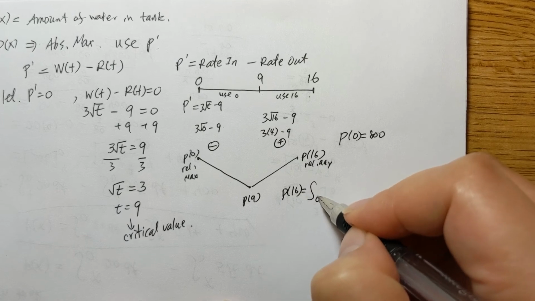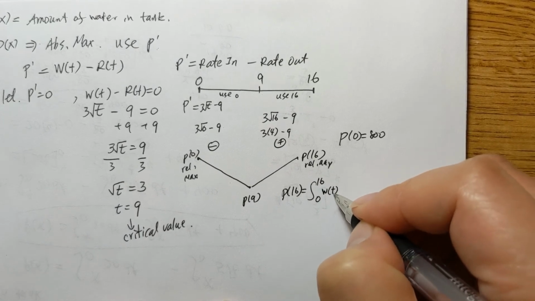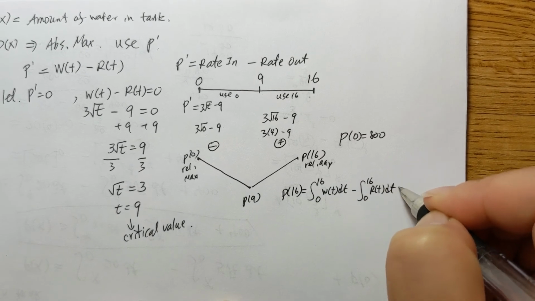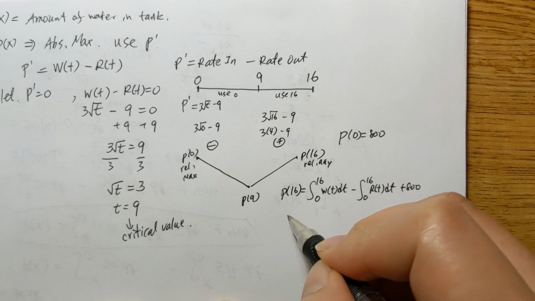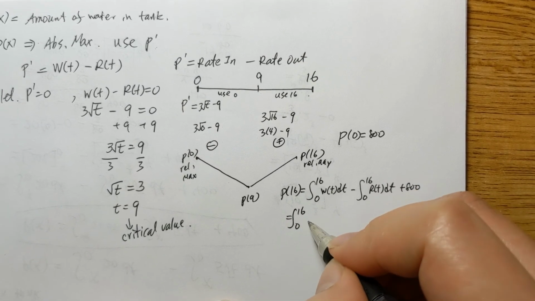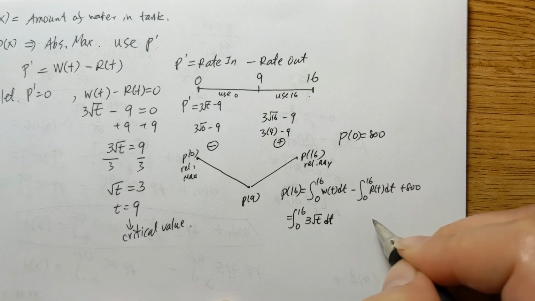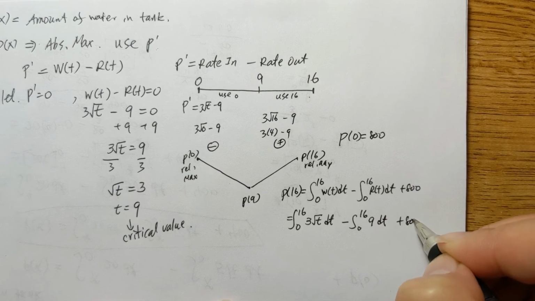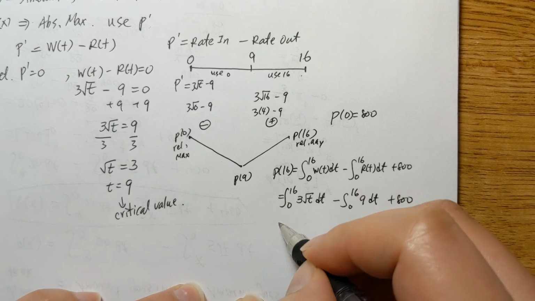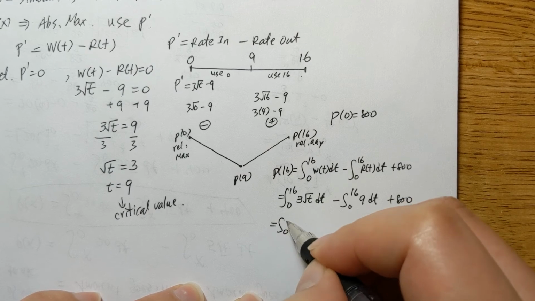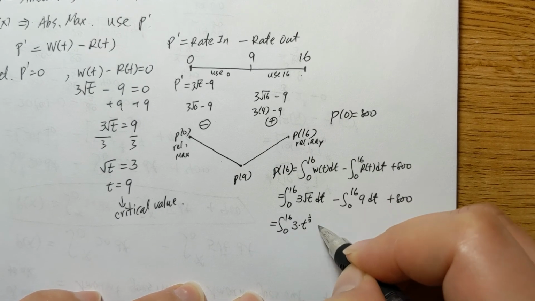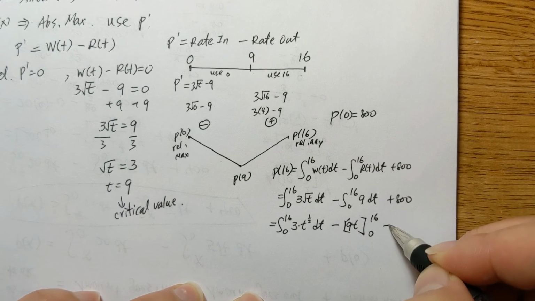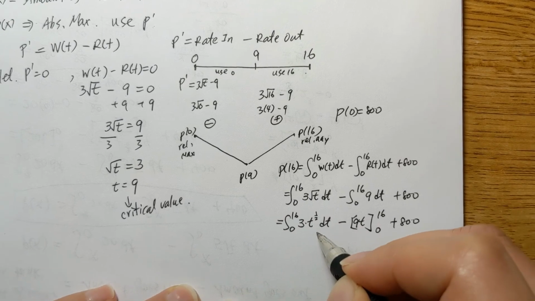So we get the integral from 0 to 16 of W of T dt minus the integral from 0 to 16 of R of T dt, plus 800. So now the integral from 0 to 16 of W of T, which was 3 square root T dt, and then the integral from 0 to 16 of R of T, which is 9 dt, plus 800. So now we're going to rewrite this. So you have the integral from 0 to 16 of 3 times T to the one half dt, and this one will be 9 dt, and then plus 800. So I'm going to do this part.